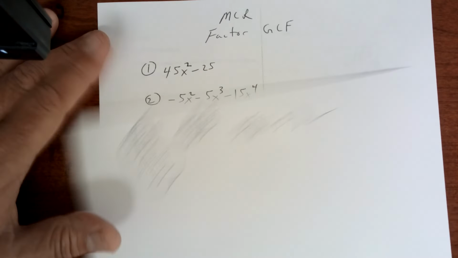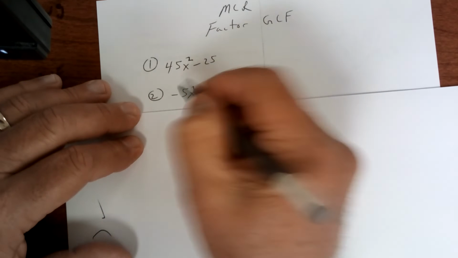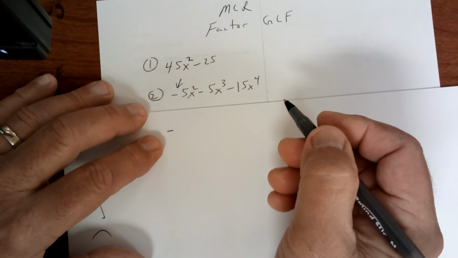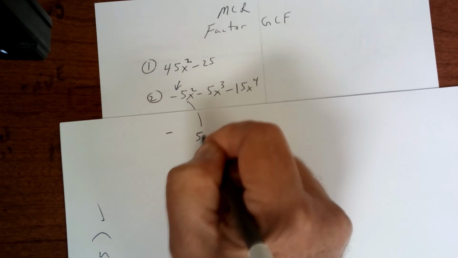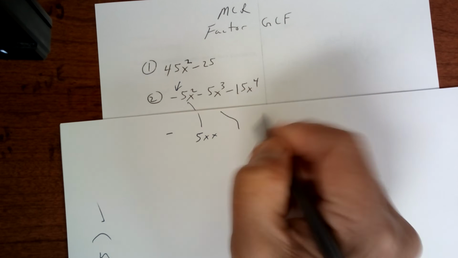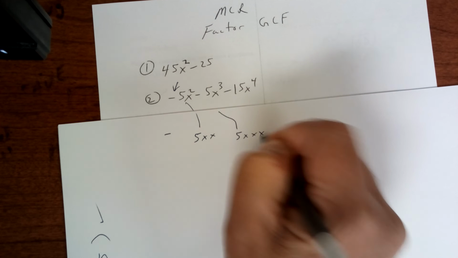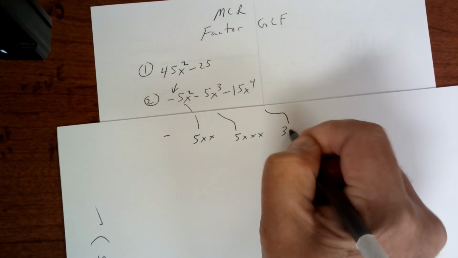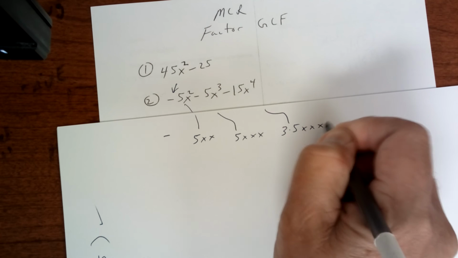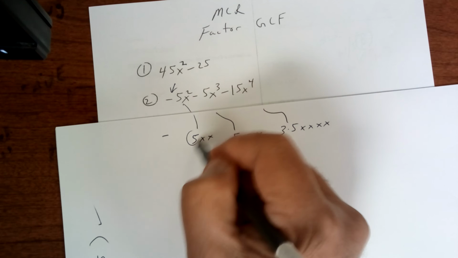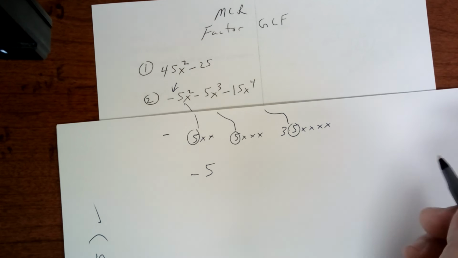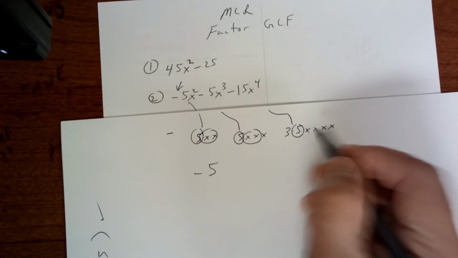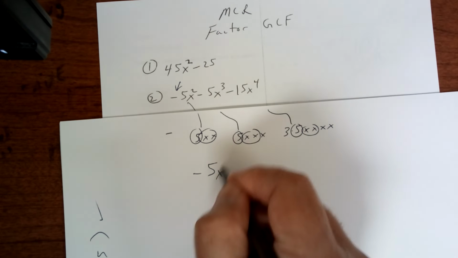This one right here, the first term is a negative, so you're going to factor out a negative. Also, they all have a 5, but we're going to break it down. So this is going to be 5xx. This one's going to be 5xxx. This one's going to be 3 times 5, x. So they all have a 5. So you're going to take out a negative and a 5. They all have 2 x's, so you're going to take out 2 x's. And whatever's left is your answer.